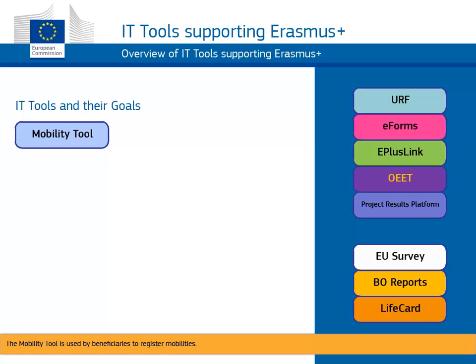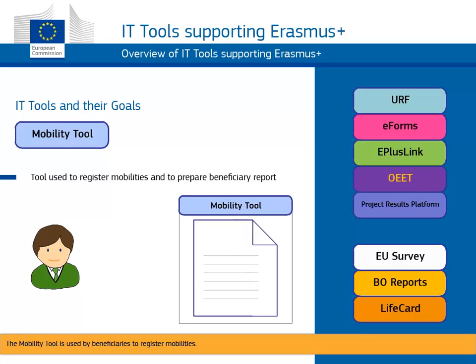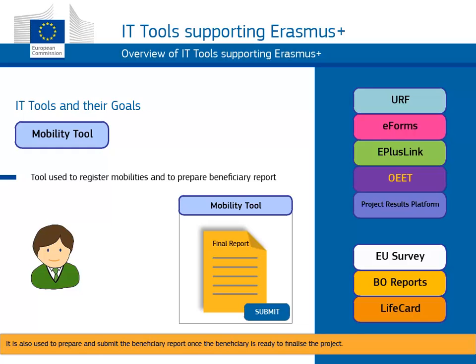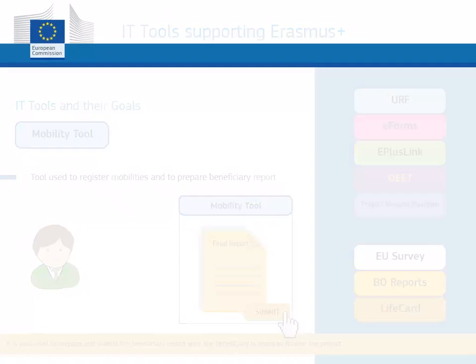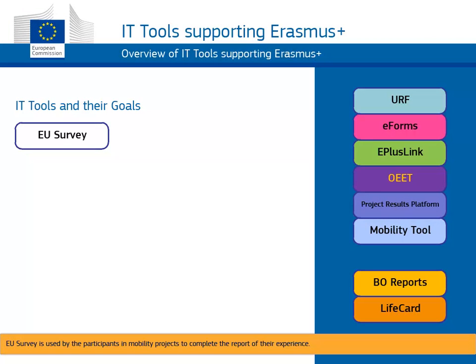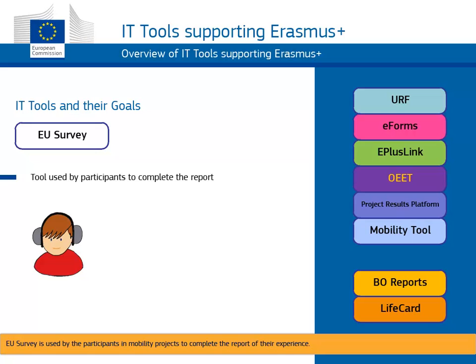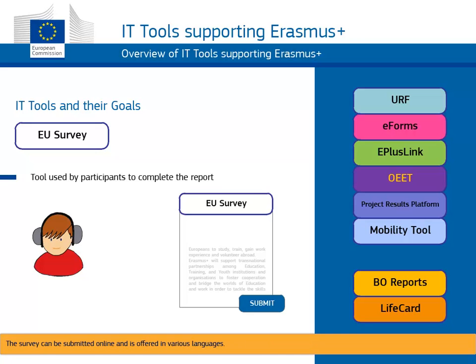The Mobility tool is used by beneficiaries to register mobilities. It is also used to prepare and submit the beneficiary report once the beneficiary is ready to finalize the project. EU survey is used by the participants in mobility projects to complete the report of their experience. The survey can be submitted online and is offered in various languages.